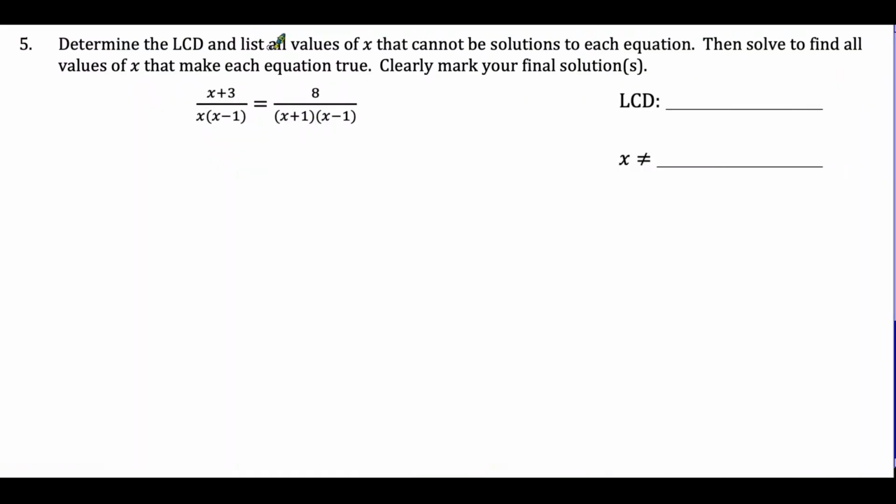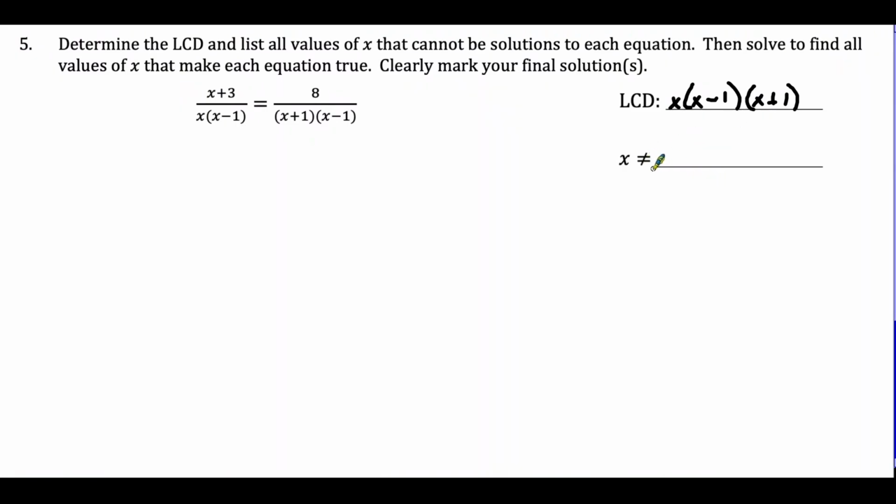On the last one, same process. I want to identify my LCD. So that is just going to be a collection of all of the factors I see in either denominator. But if we have a repeat, I'm not going to include it twice. So in my first denominator, I see x and x minus 1. In my second denominator, I see x plus 1 and x minus 1. But I'm not going to include this x minus 1 again because I already included that in my LCD, right?